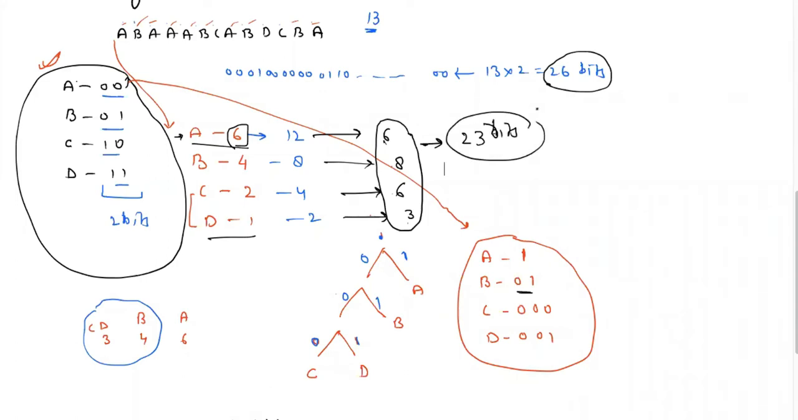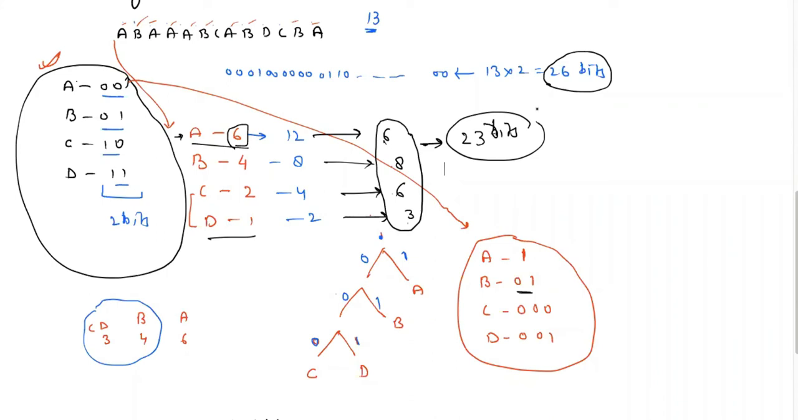So we have reduced the total size of the file. Archit, does it make sense? Right? So I'm not solving anything. This is just the Huffman encoding, how Huffman encoding works as an algorithm.